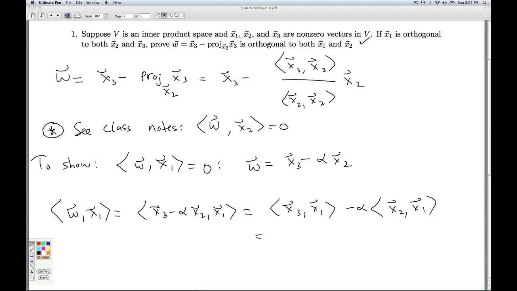And now I go back to my hypothesis. I'm assuming x1 is orthogonal to both x2 and x3. So that means x3 inner product with x1 is 0, and x2 inner product with x1 is 0. That's a whole bunch of nothing.